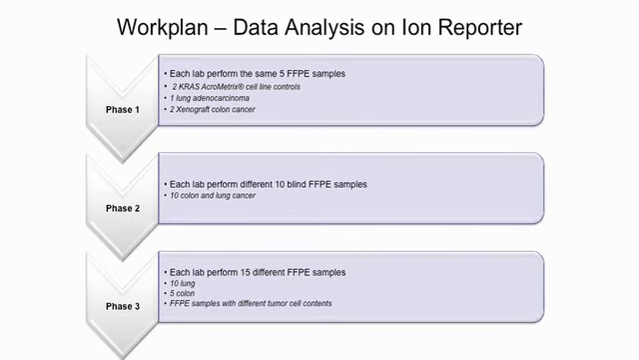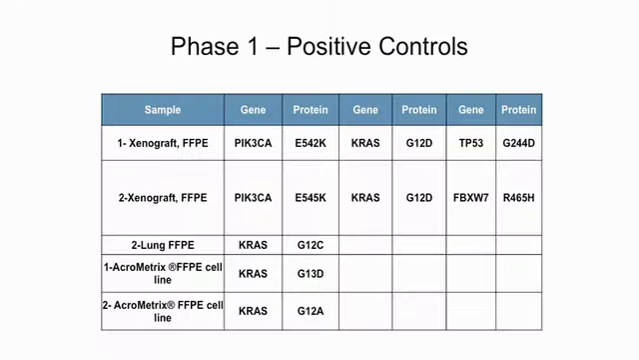Now, the work plan was in 3 steps. Phase 1: each lab performed the same experiment on the very same 5 paraffin-embedded samples. The second phase requires 10 colorectal and lung cancer samples that are sent blind in a paired fashion. And then the third phase: each lab performs 15 different formalin-fixed paraffin-embedded samples.